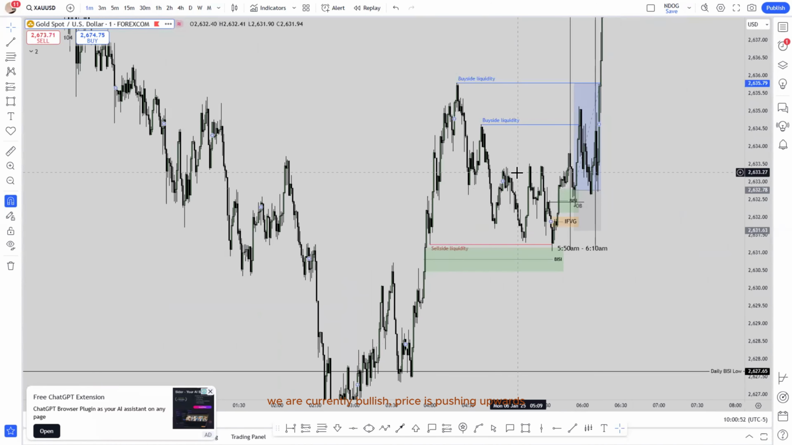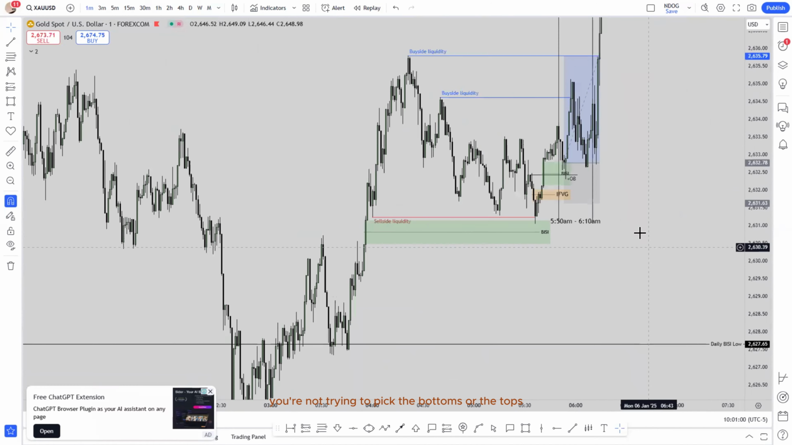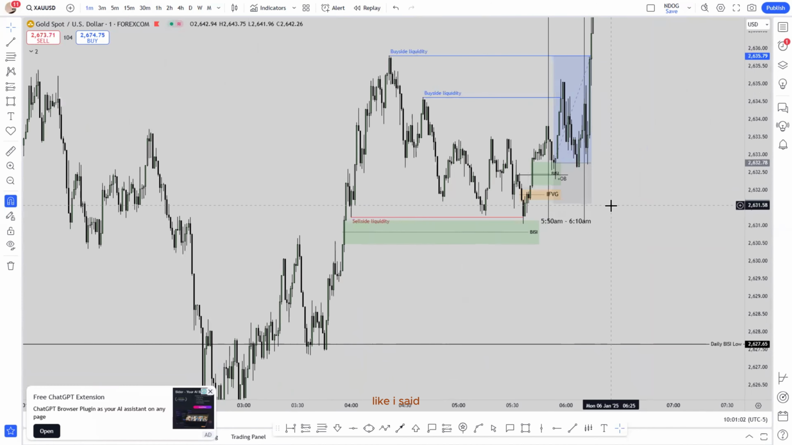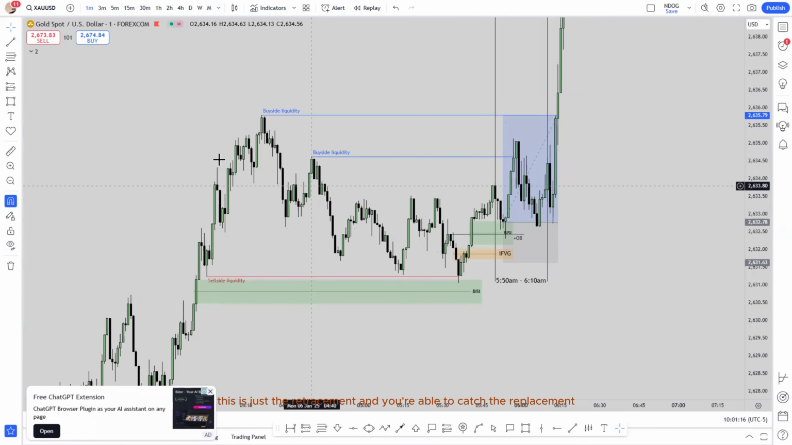Price is pushing upwards. We are going to use the macro to take a continuation of that trend. You're not trying to pick the bottoms or the tops. No, you can use the macro. Like I said, one of the benefits of using the macro to trade is you get an opportunity to take part in an ongoing trend. You don't need to take the bottom right here. This is just the retracement, and you're able to cut the retracement and take it back to the side using the macro. So that's basically it.